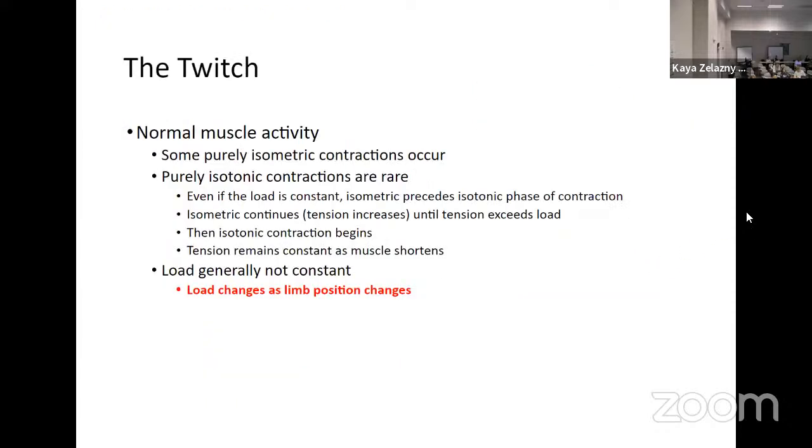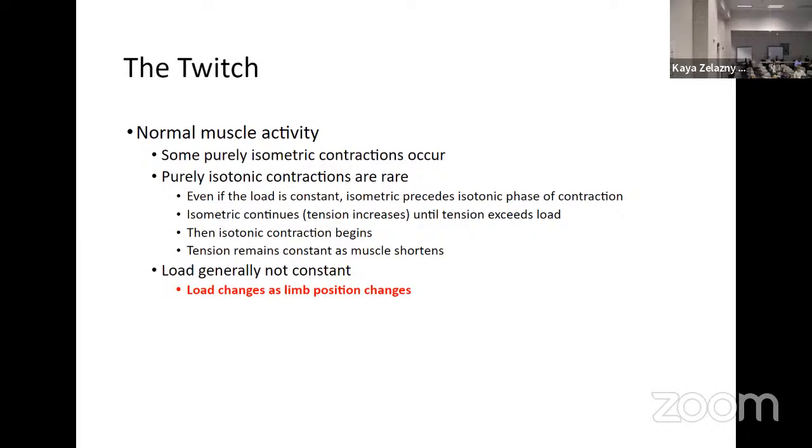So in normal muscle activity, like you moving your body, sometimes you do see purely isometric contractions, right? So postural movement, bracing yourself, holding yourself in place. You use muscles for that, but you don't need to move something. But you're not really going to see purely isotonic contractions for the reason that the force needs to build before you're up to enough force to actually move a load.